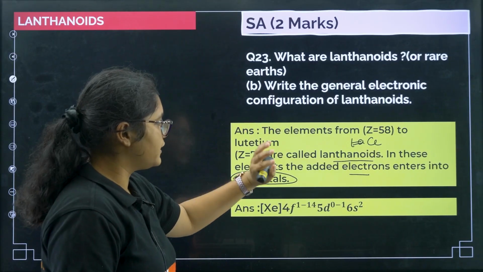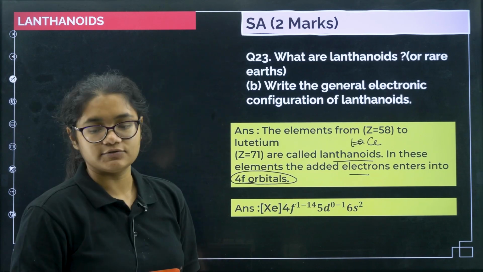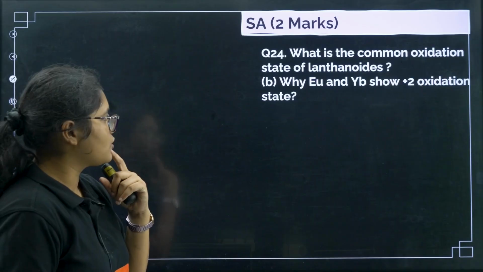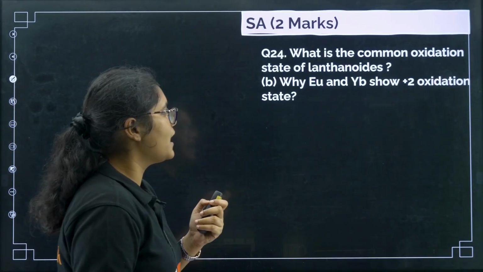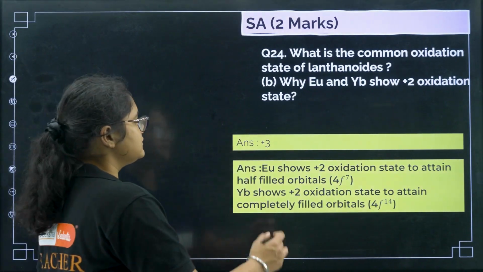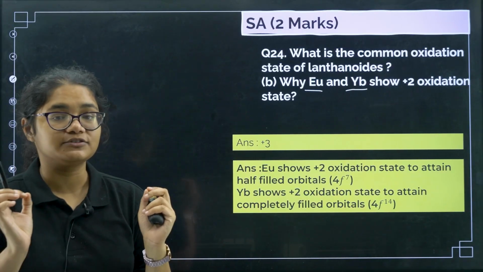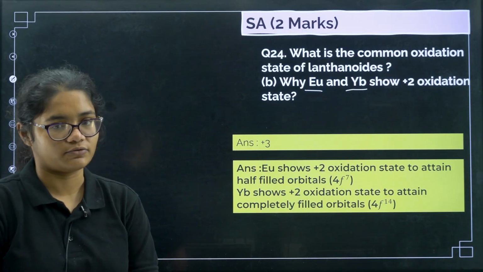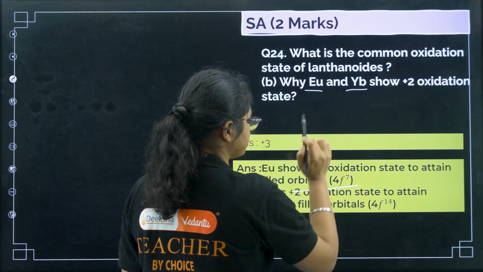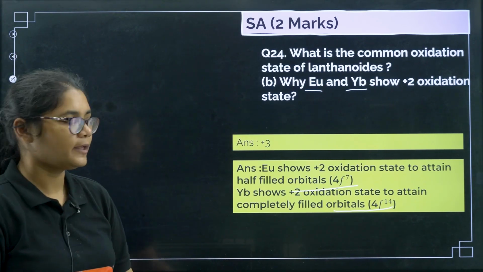Next, write the general electronic configuration. So Xe 4f1 to 14, 5d 0 to 1, 6s2. So you should remember the general electronic configuration. Next is, what is the common oxidation state of lanthanoids? Why do Eu and Yb show +2 oxidation state? So the common oxidation state is +3, but these two elements, Eu and Yb, show +2 oxidation state because they get a stable configuration. You can see here Eu shows +2 oxidation state to attain the half-filled 4f7 configuration, and Yb to get fully filled, that is 4f14 configuration, okay.